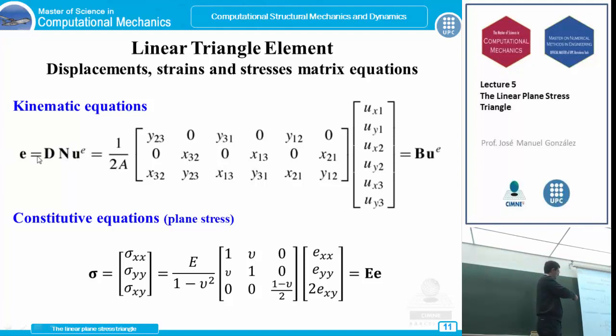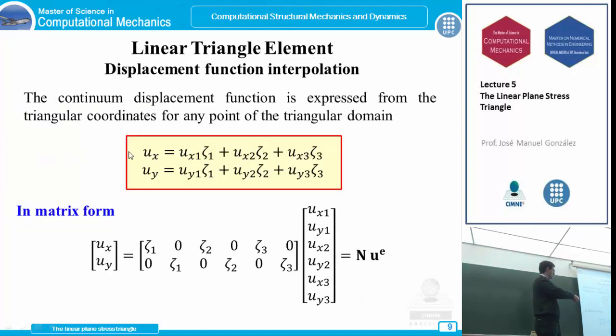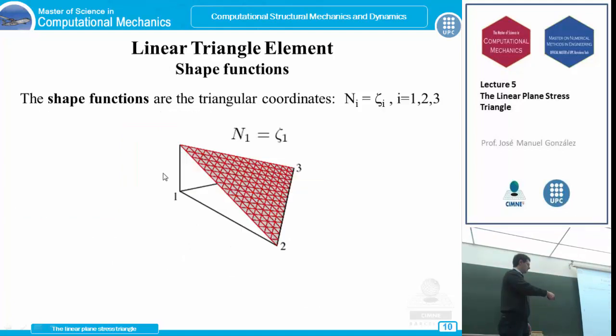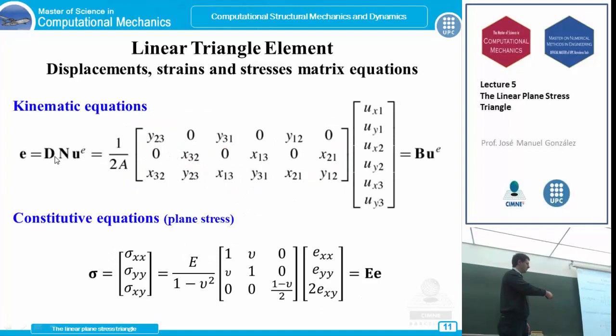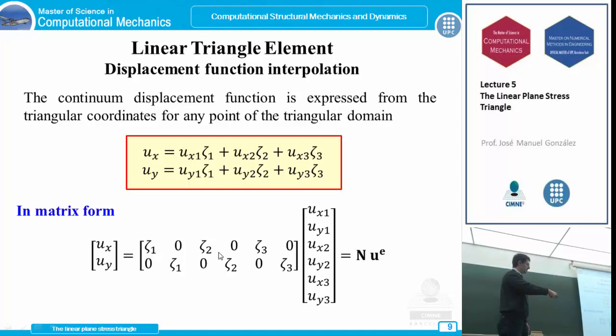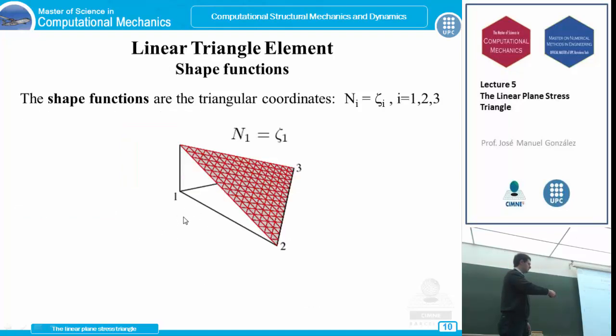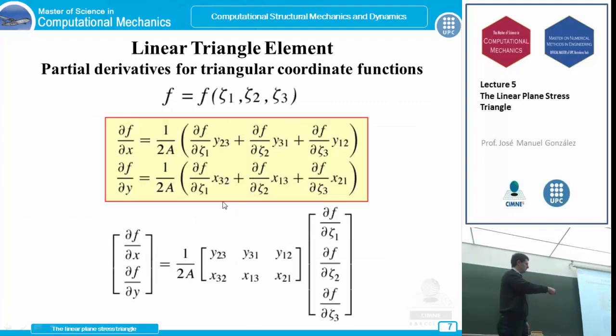This D matrix is the partial derivative matrix. This is the shape function matrix, and this is the nodal displacement vector. We have 6 degrees of freedom, so this nodal displacement vector has 6 components. So now we come back to this N shape function matrix, and we want to calculate the derivatives. Remember, these derivatives are with respect to the Cartesian coordinates. So we want to get the partial derivatives of this N matrix with respect to the Cartesian coordinates, and we use this expression here.